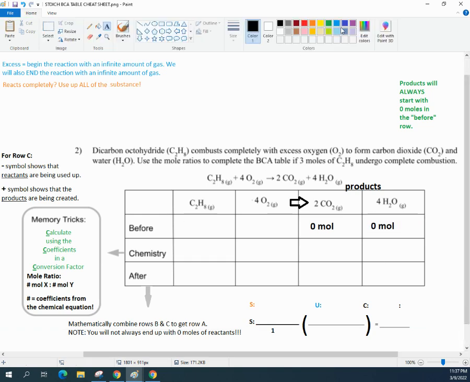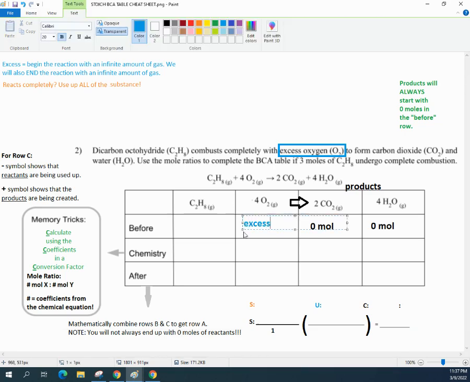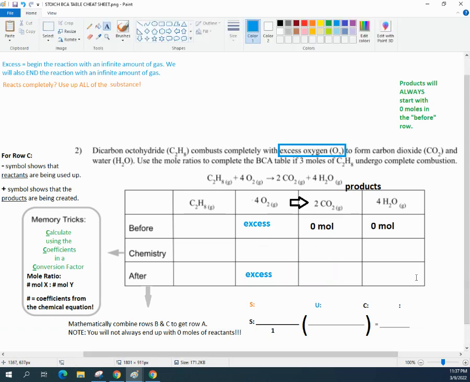We also have some information about oxygen. It says here that it reacts completely with excess oxygen. So we know that we're starting with an excess. And remember, excess means that we're going to begin the reaction with an infinite amount of gas, and we will also end the reaction with an infinite amount of gas. So we can go ahead and just type in the word excess for before, and we can type in the word excess for after, because if you have an infinite amount and you use a little bit, you're still going to have an infinite amount.